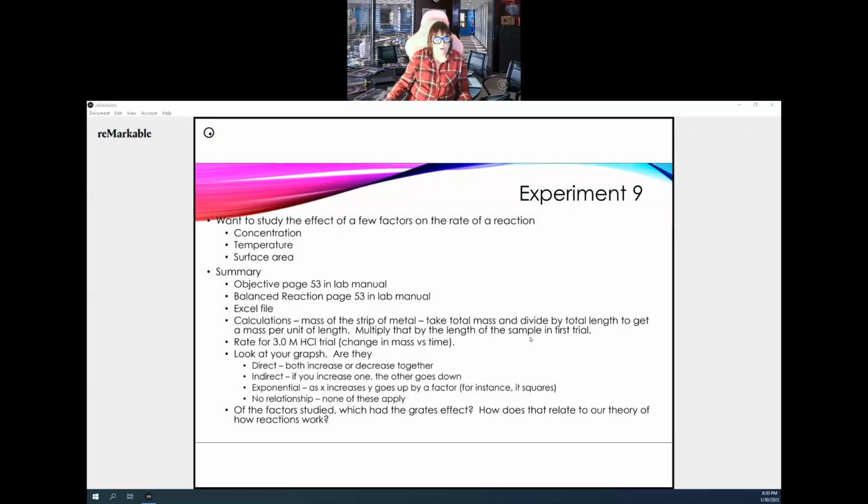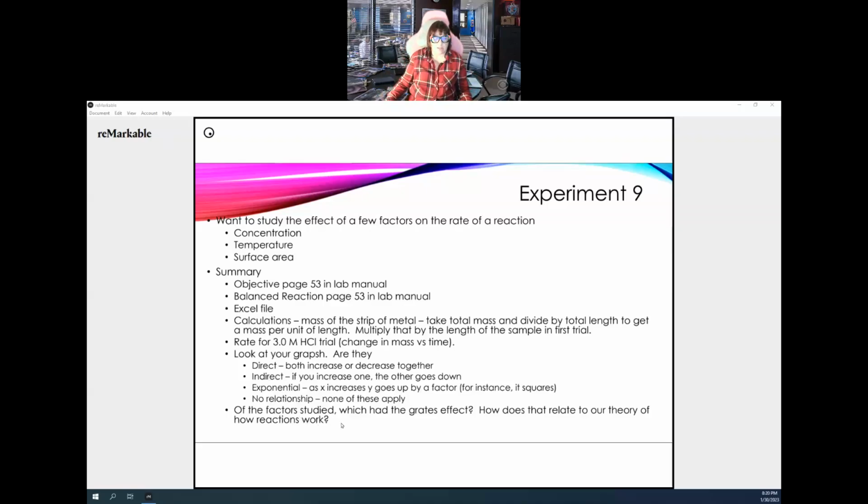And look at your graphs. Are they direct, indirect, exponential, or no relation? So are they direct? Do they both go up, as the y-axis gets bigger, the x-axis gets bigger. Indirect, if you increase one of them, so if my y-axis gets bigger, my x goes down. Exponential, as x increases, y goes up by a factor, for instance, squared, kind of thing. Or there's no relationship. There's nothing that you can see that is that kind of thing. Kind of all over the place.